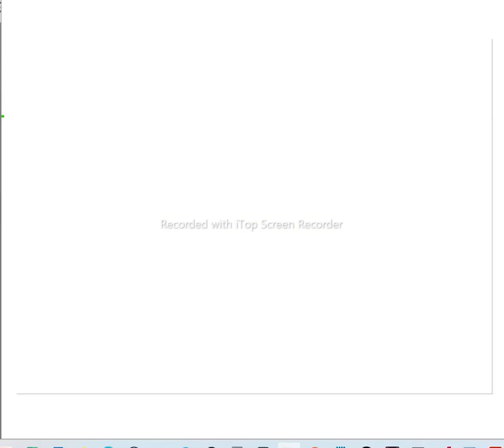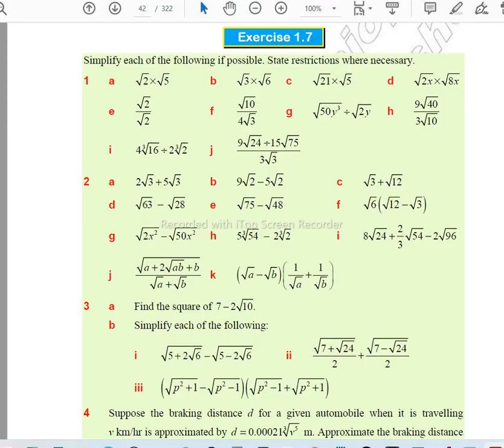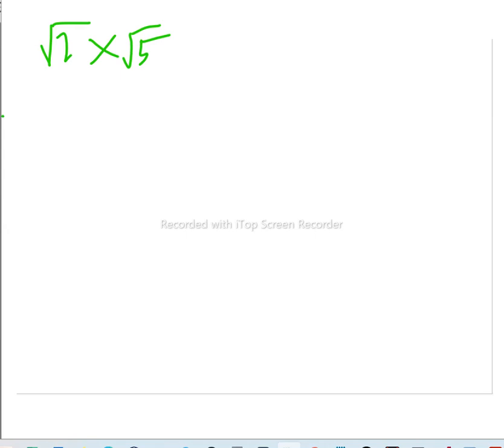The question says the square root of 2 times the square root of 5. Let us simplify this question. This is a very simple question in multiplication or division. If they have the same index, we can multiply any numbers without restriction. So for this question, we can simplify. As we see, they have the same index. So simply 2 times 5 is 10. So we can write 10.